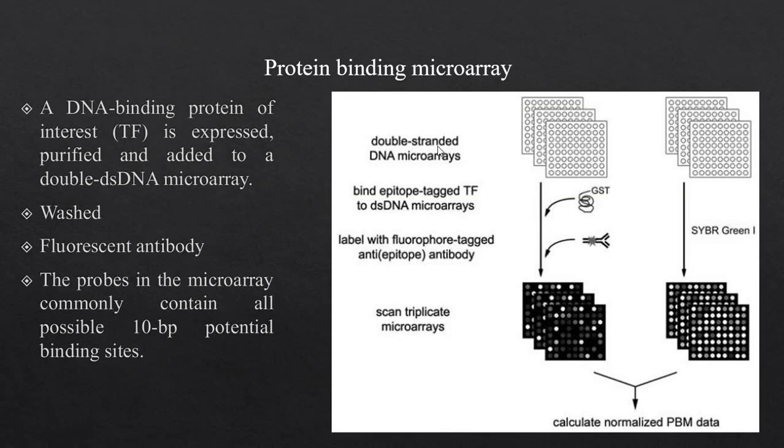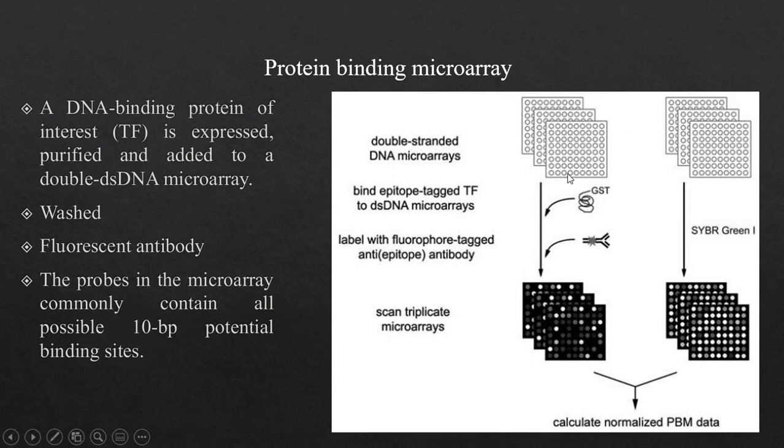So what is protein binding microarray? In this, a transcription factor of interest is expressed and then purified. Once purified, we treat it with a double-stranded DNA microarray. These microarrays already have the different sequences of interest genome wide. Then we wash them and add fluorescent antibodies. The probes in the microarray commonly contain all possible 10 base pair potential binding sites.